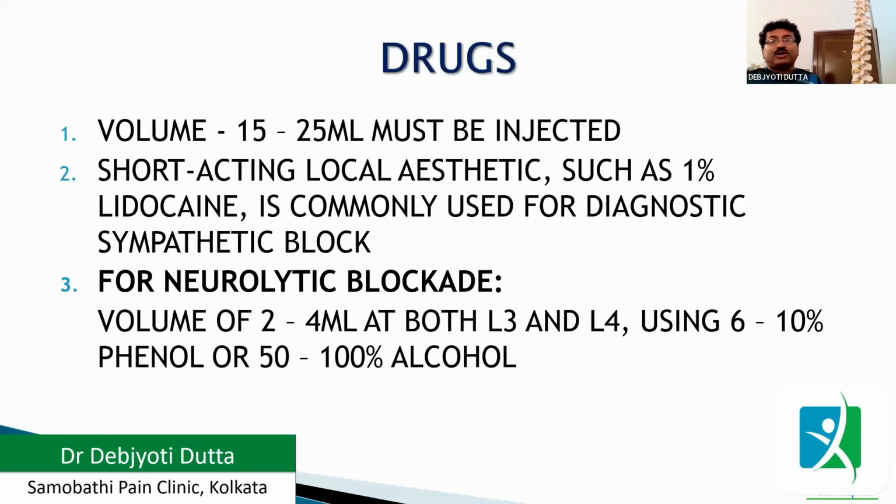Now, for the diagnostic blocks, the things we need are these. Definitely, we will require local anesthetic, and usually a 15 to 25 ml volume is injected. Usually a short-acting local anesthetic such as 1% lignocaine is commonly used for the diagnostic sympathetic block. For a neurolytic block, we can use 2 to 4 ml at both L3 and L4. Sometimes we require it at L2 as well, using 6 to 10% phenol, which is most commonly used, or 50 to 100% alcohol. But the most commonly used is 6% phenol.